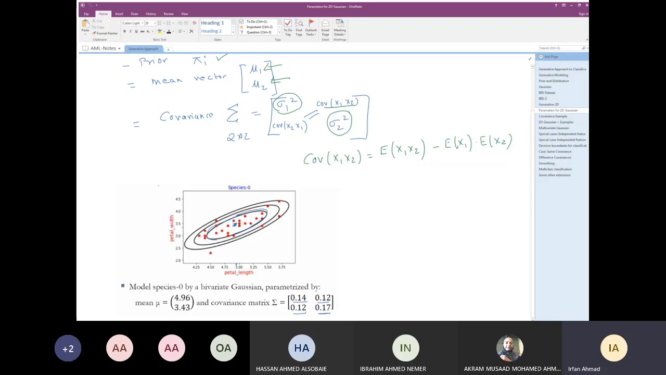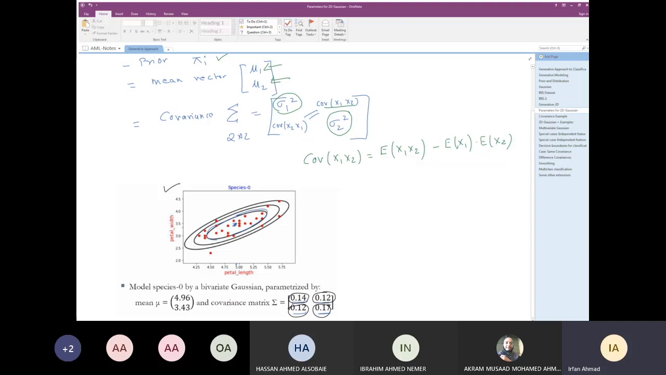So this example here is from the iris data set, where you can see the two features, petal length and petal width, for species 0, the class 1. You can see the contours for the Gaussian are tilted upward, right? Which automatically gives us the idea that it's positively correlated. And if you see the covariance value, so these are the variances, but the covariance value is a positive value. So we know it's a positive correlation, right?